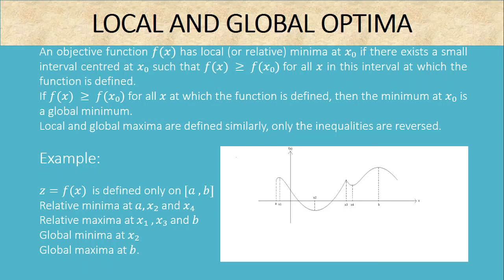If I take the interval from x1 to x3, then the minimum value of the function occurs at the point x2. That means x2 is the local minimum for the function f(x) in the interval x1 to x3. But if I take the entire interval from a to b, then the value of the function is minimum at the point x2. That means this x2 is the global minimum of the function. Similarly, we can say that the global maximum occurs at the point B.